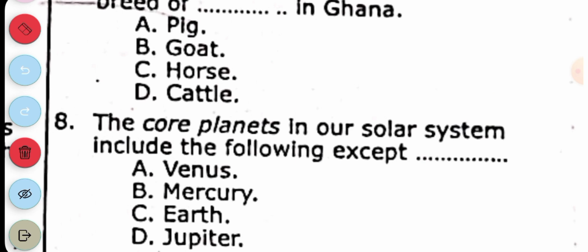Question 8. The core planets in our solar system include the following except A. Venus, B. Mercury, C. Earth, D. Jupiter. And the correct answer to question 8 is D. Jupiter. Jupiter is in the outer planet. The core planets are also called the inner planet.